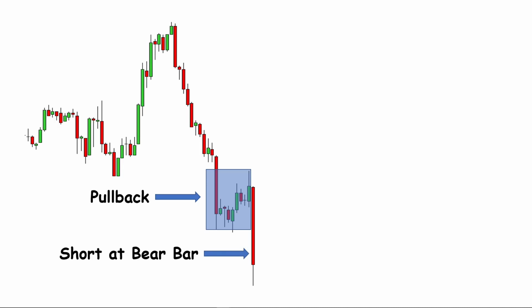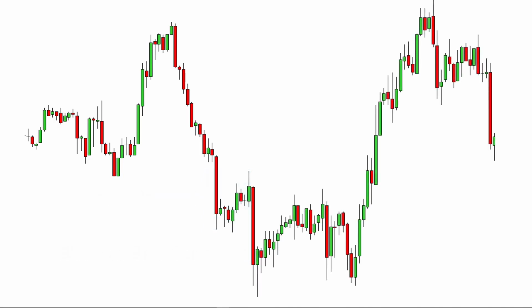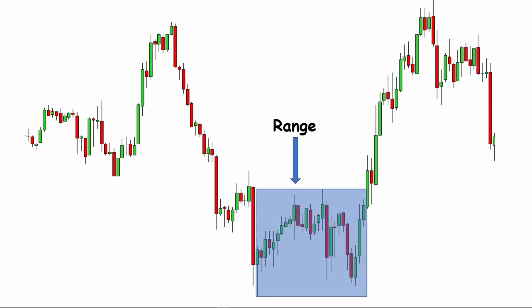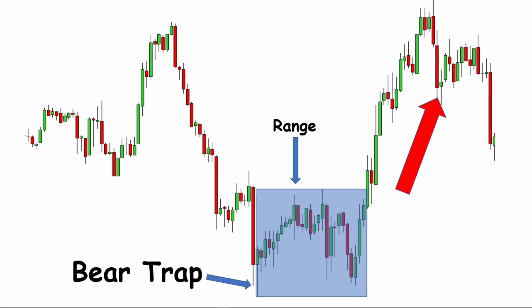Right after you entered the short position at the bottom of this bear bar, the market reverses. After a range, it reverses to an uptrend. It turned out the bear bar is a bear trap. You breach your own rule for setup and trade something that you don't understand. This is a very typical mistake for beginner day traders.